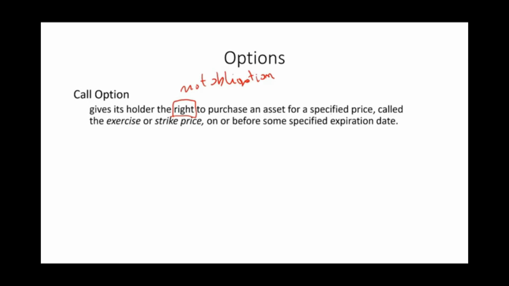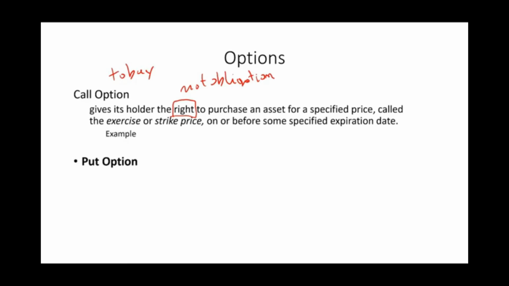To purchase an asset for a specified price called the exercise or strike price, on or before a specified expiration date. So simply put, I have the right to buy Apple, I have the right to buy Microsoft at a certain price within a specific time period. Okay, that gives me the right to buy. So a call option, I have the right to buy. And we'll work an example in a minute.